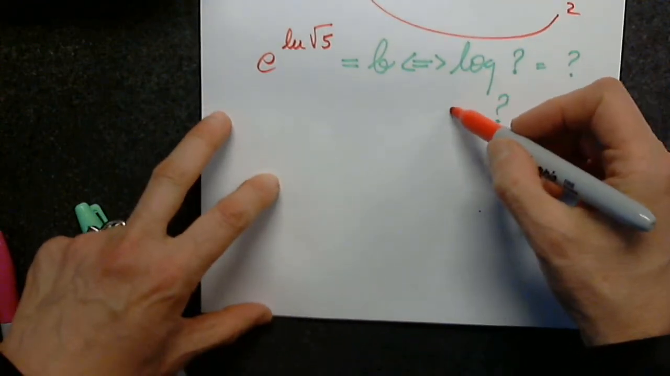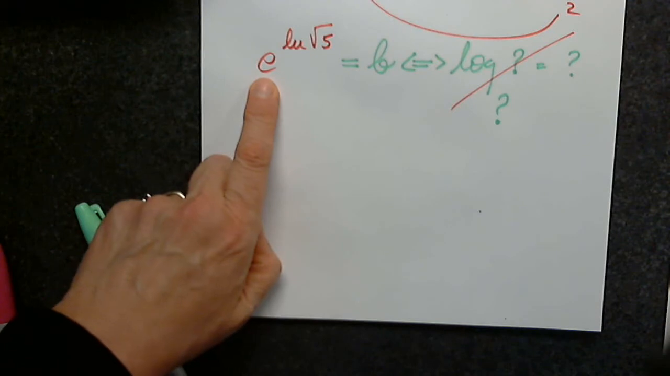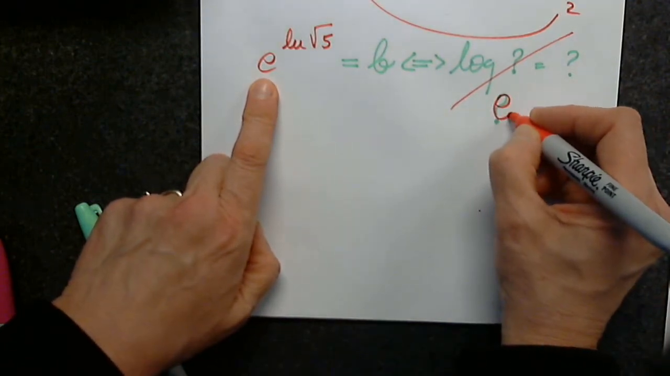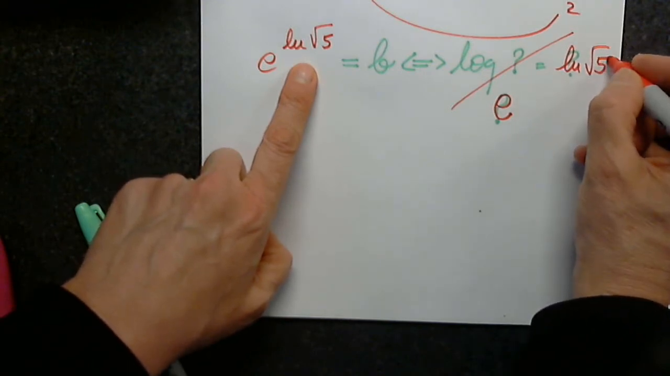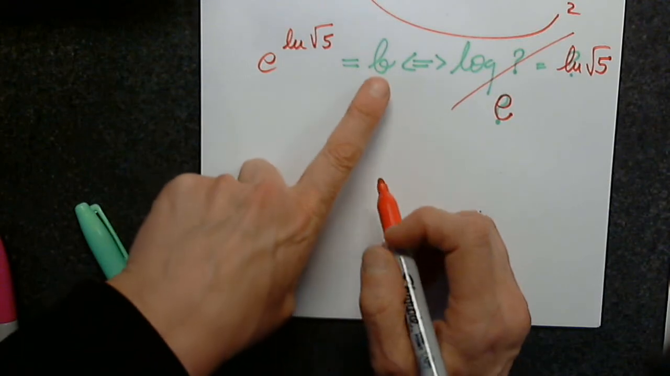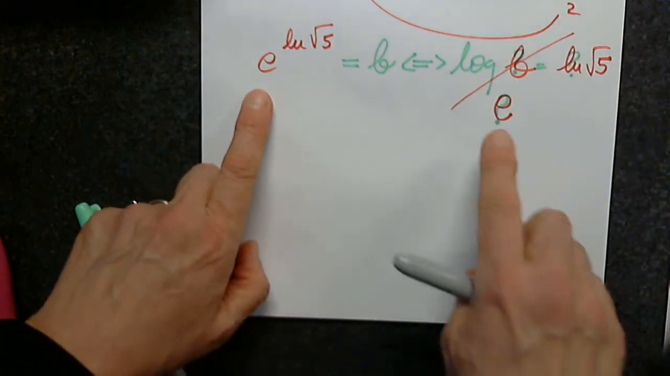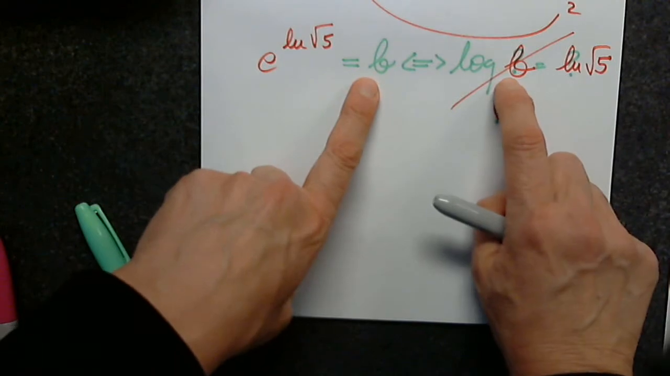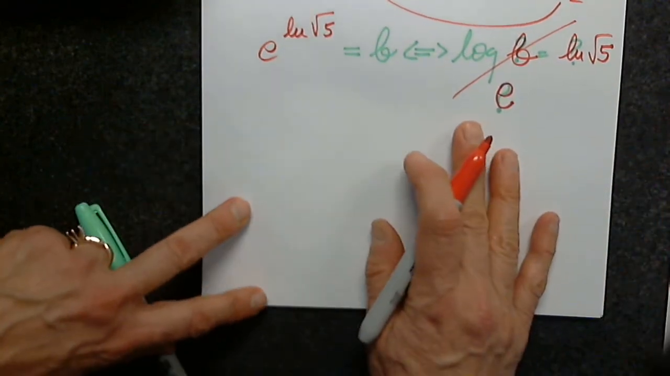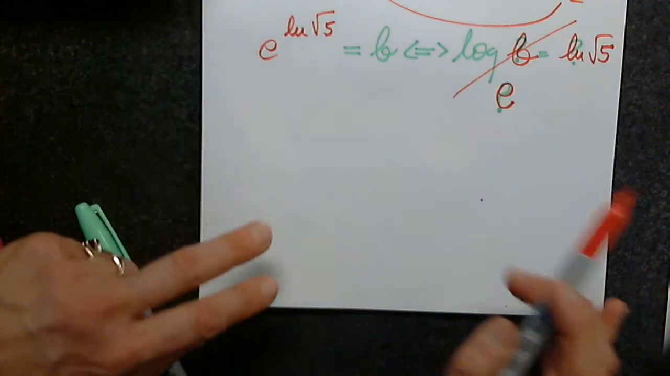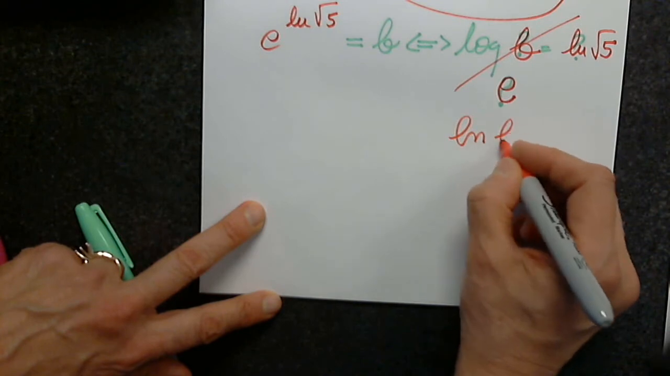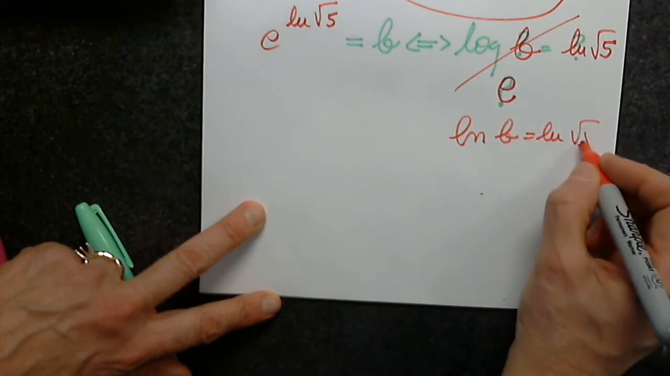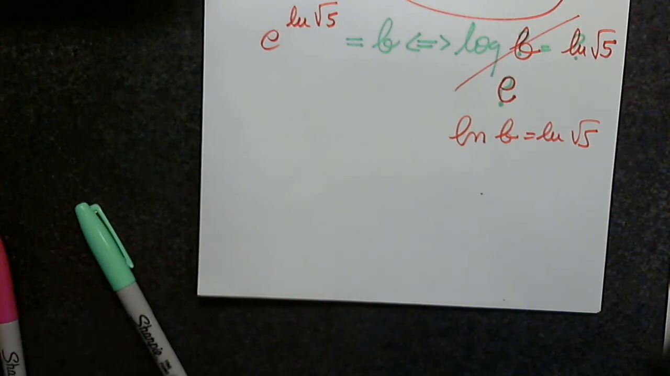The reason why I'm going to erase it is because the base is e. So this should be e, and this should be natural log of the square root of 5. So this will be B, right? e raised to this equals B. The reason I erase it is because I'm not allowed to write log base e. I have to write ln B equals ln the square root of 5. Agreed so far? Okay, so now I'm back.